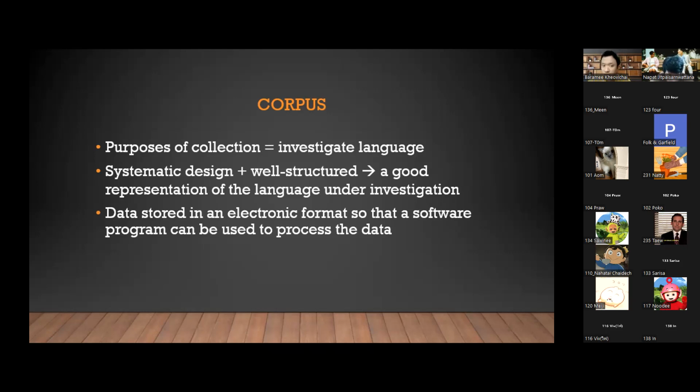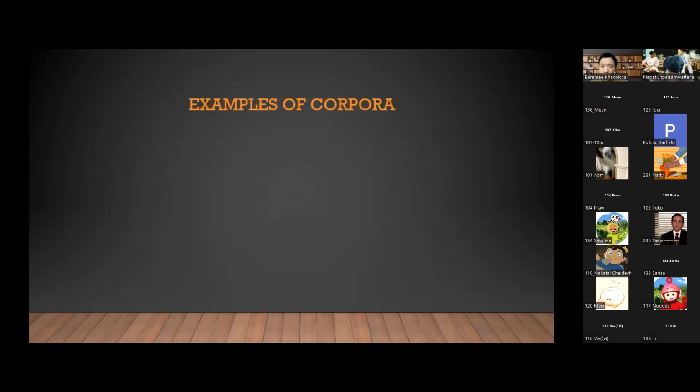And then we store them in an electronic format so that a software program can be used to process the data. So we may download news articles from various newspapers, from books, from novels, and things like that. We store them as a file, and then we can use software to access the data. Maybe we can type in a search word, and then the corpus will bring examples of those words for you to look at.